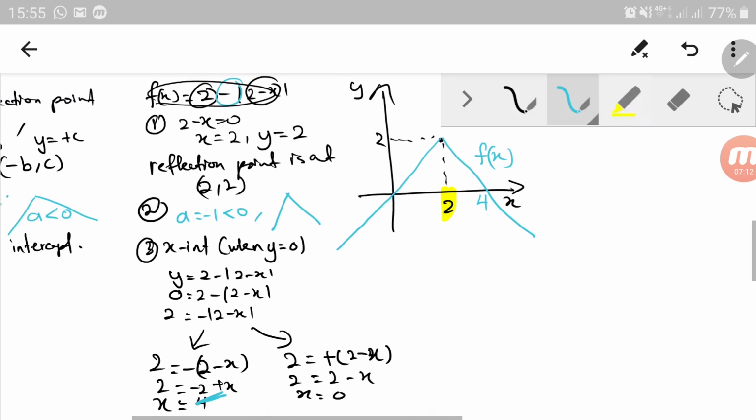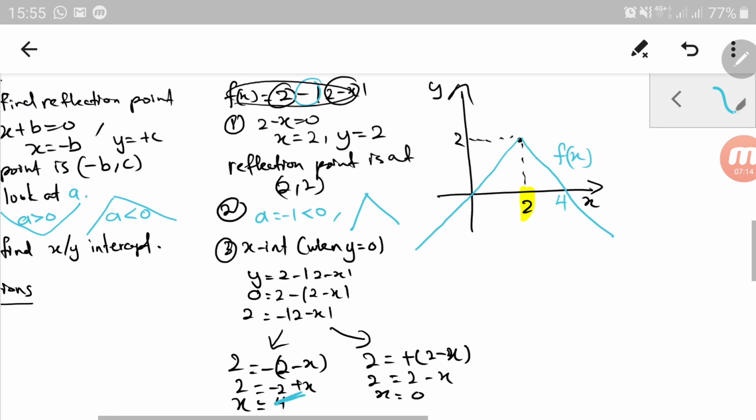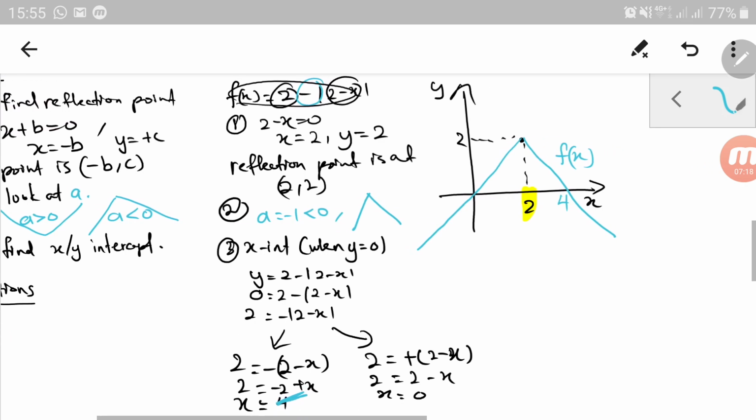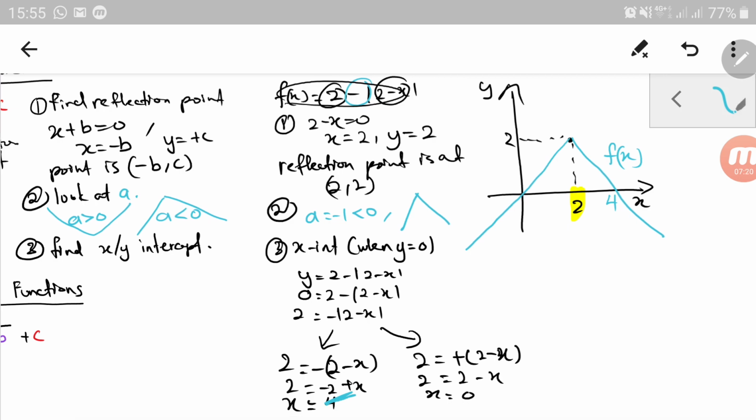That's how you sketch an absolute value function. On the left hand side here is the instruction, the middle part is our solution, and the right part is the graph.